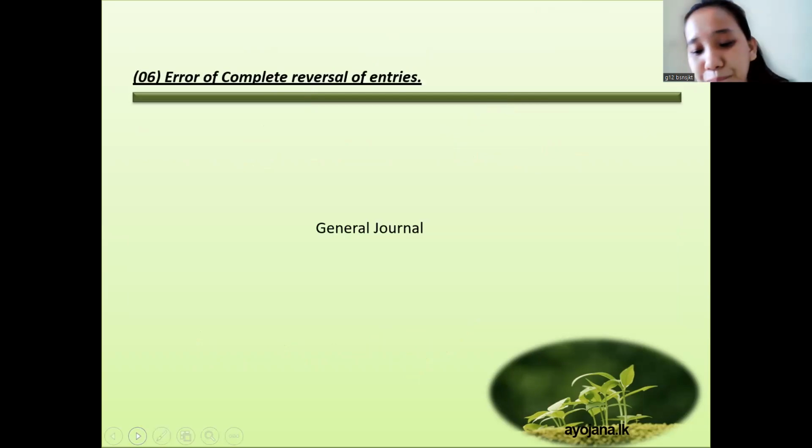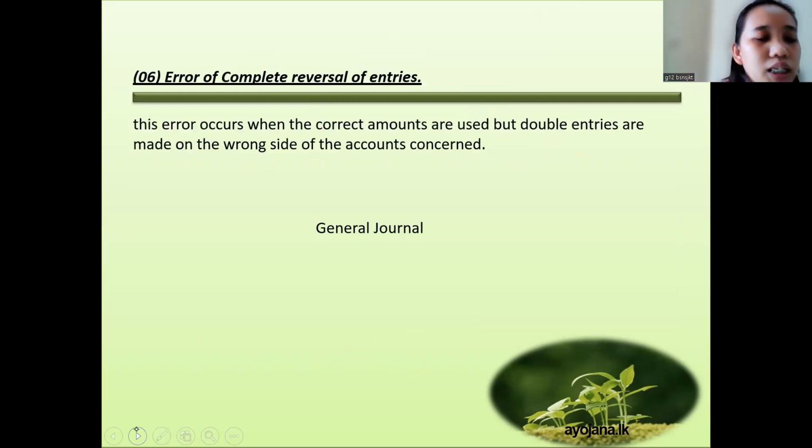Now the last one. Okay, this is the last one. Error of complete reversal of entry. This error occurs when the correct amounts are used, but double entry is made on the wrong side of the accounts concerned. So where we're supposed to put on the debit side, we put on the credit side. Where we're supposed to put on the credit side, we put them into the debit side. So kind of like a reversal.